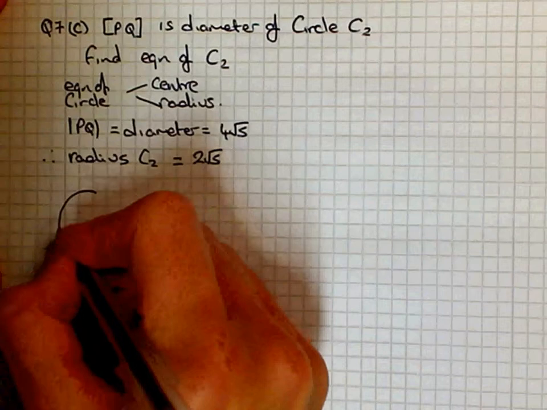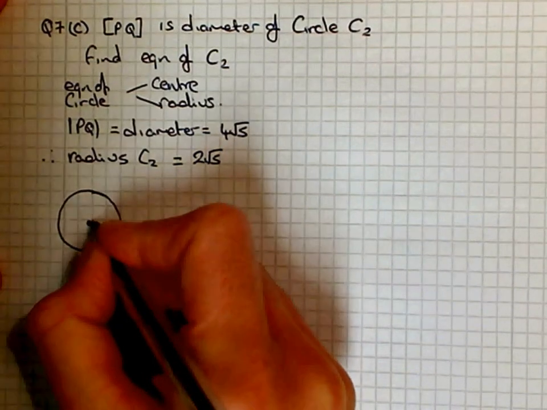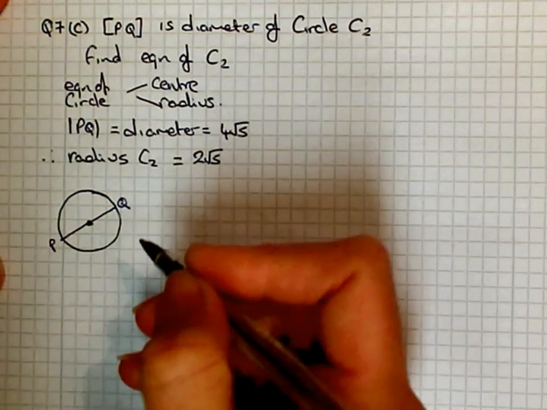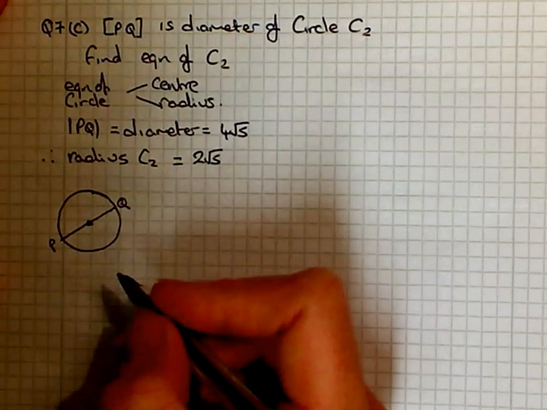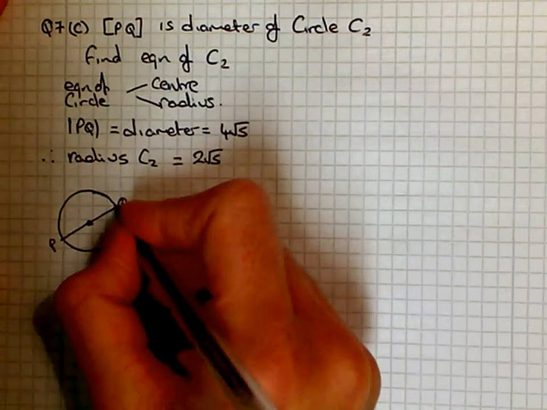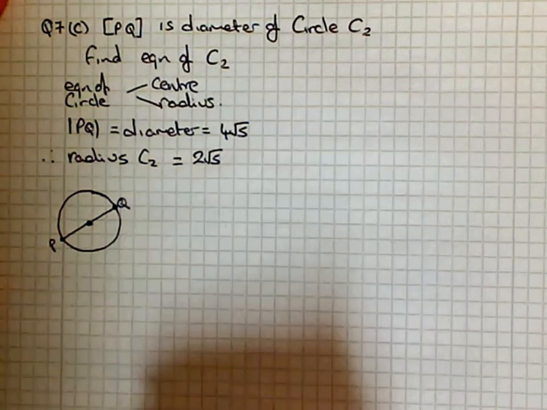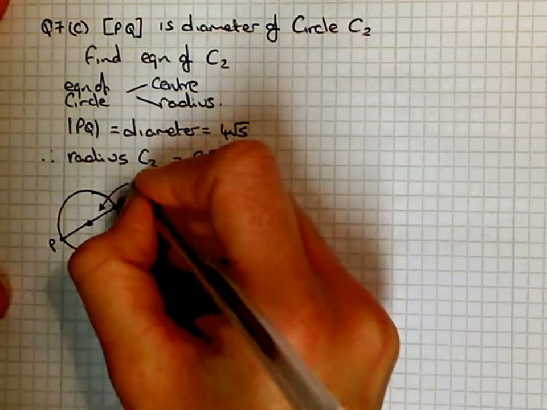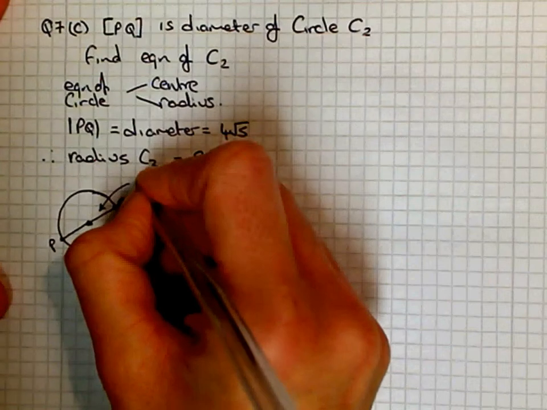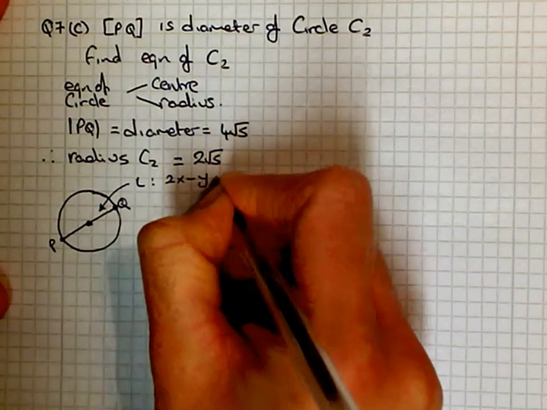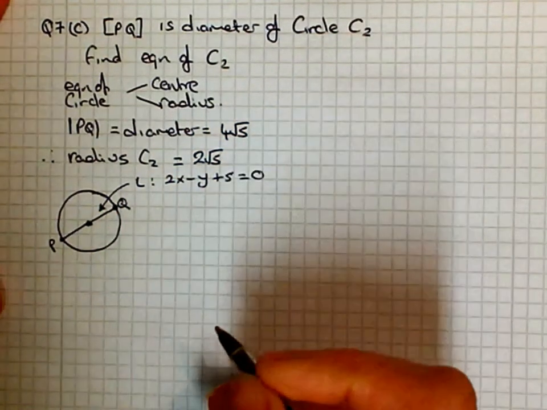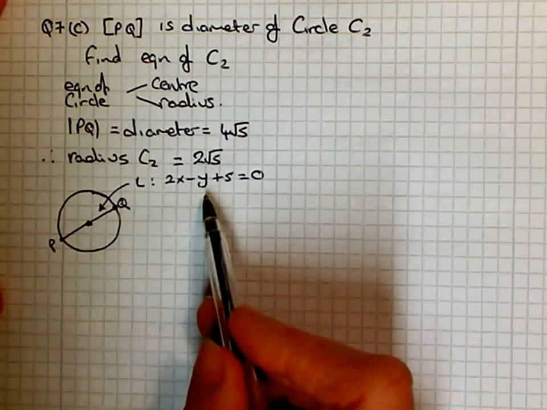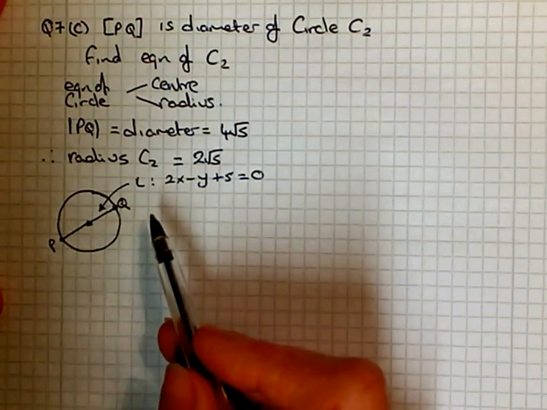You know now that your circle looks like this, your centre, and the end points of your diameter are P and Q. So what we need to find is the point P and the point Q. We know that the equation of the line that has P and Q on it is L, which is 2x minus y plus 5 equal to 0. So what we need to find is the points of intersection between the line L and the circle.